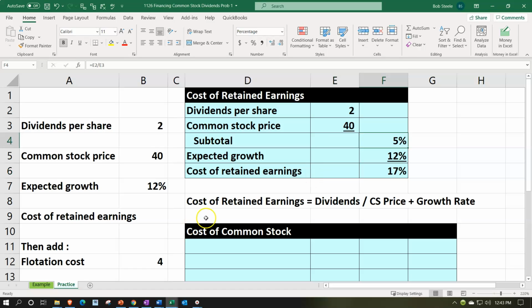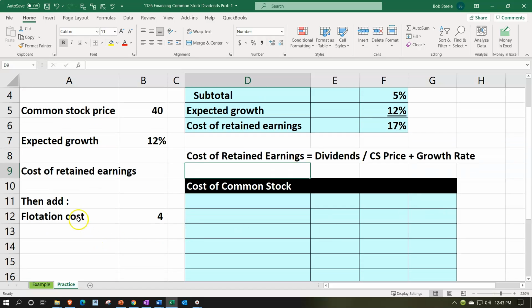And we could make a distinction of the cost of retained earnings, which we're just going to say doesn't include the flotation costs, versus the cost of common stock, which means we're going to include the flotation costs. The formula: dividends divided by the common stock price, plus the growth rate. So pretty straightforward, but be careful with the formula here that it's not dividends divided by common stock price plus growth rate all divided. In other words, there are no brackets around here. Therefore, we do the division first, order of operations, then we add the growth rate.